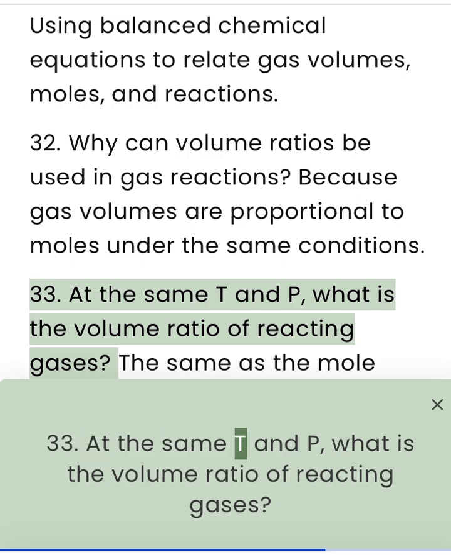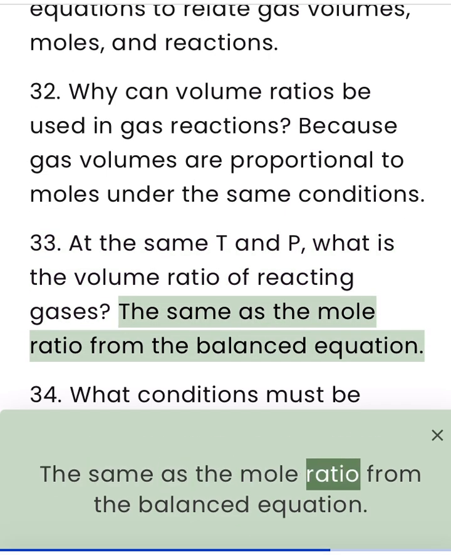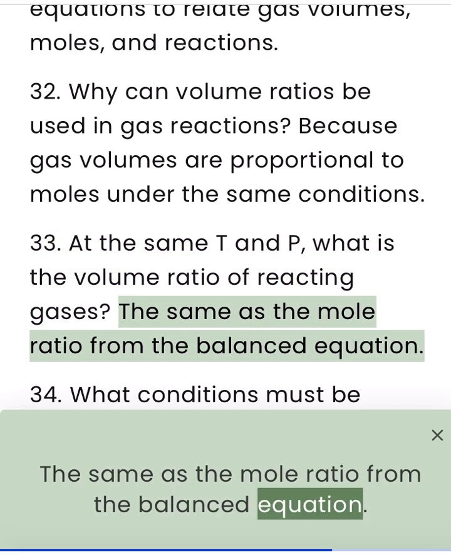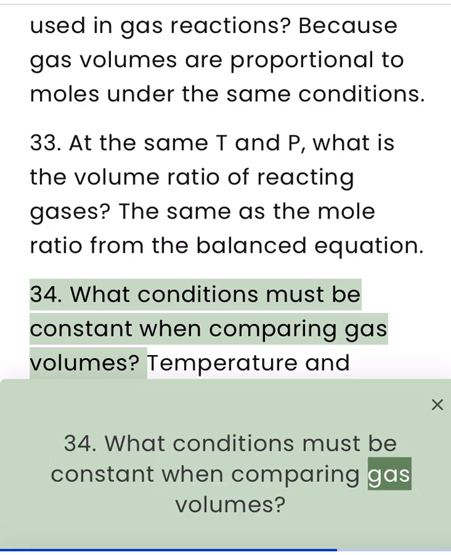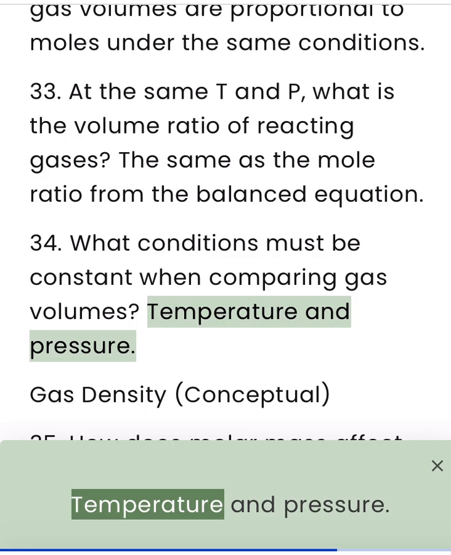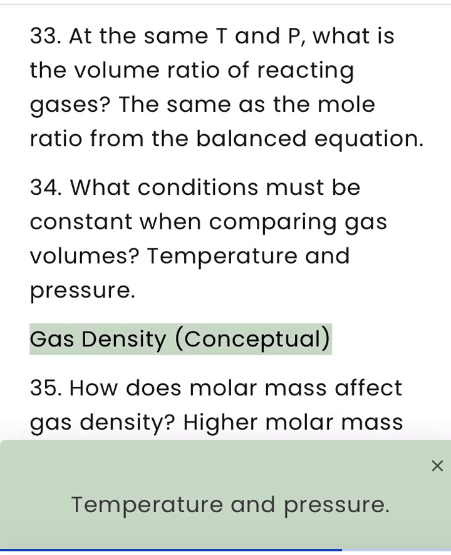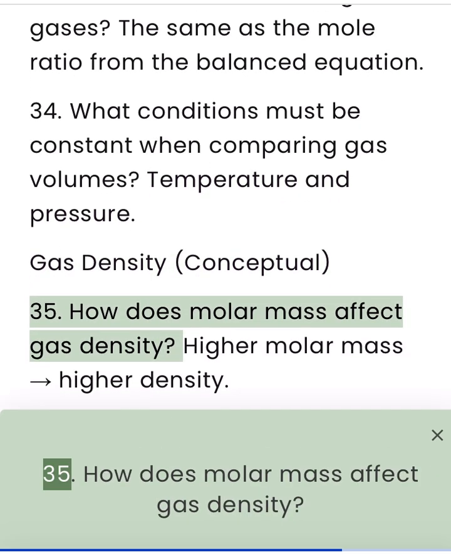33. At the same T and P, what is the volume ratio of reacting gases? The same as the mole ratio from the balanced equation. 34. What conditions must be constant when comparing gas volumes? Temperature and pressure. Gas density. 35.